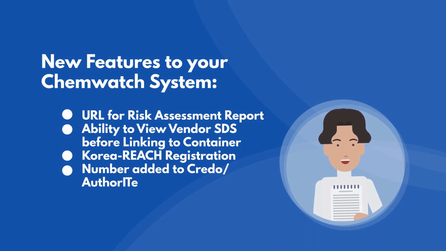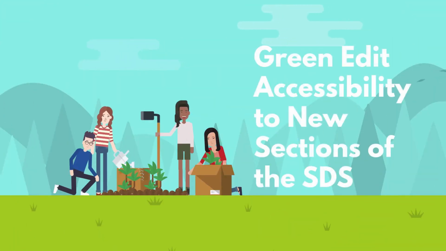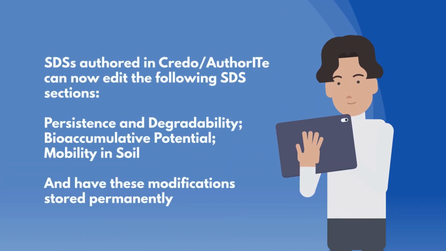Korea Reach registration number added to Credo/Authority. Users can now add the Korean MSDS number to their Korean SDS through Credo or Authority and data extraction. Green Edit accessibility to new sections of the SDS. SDSs authored in Credo or Authority can now edit the following SDS sections: persistence and degradability, bioaccumulative potential, mobility in soil, and have these modifications stored permanently.